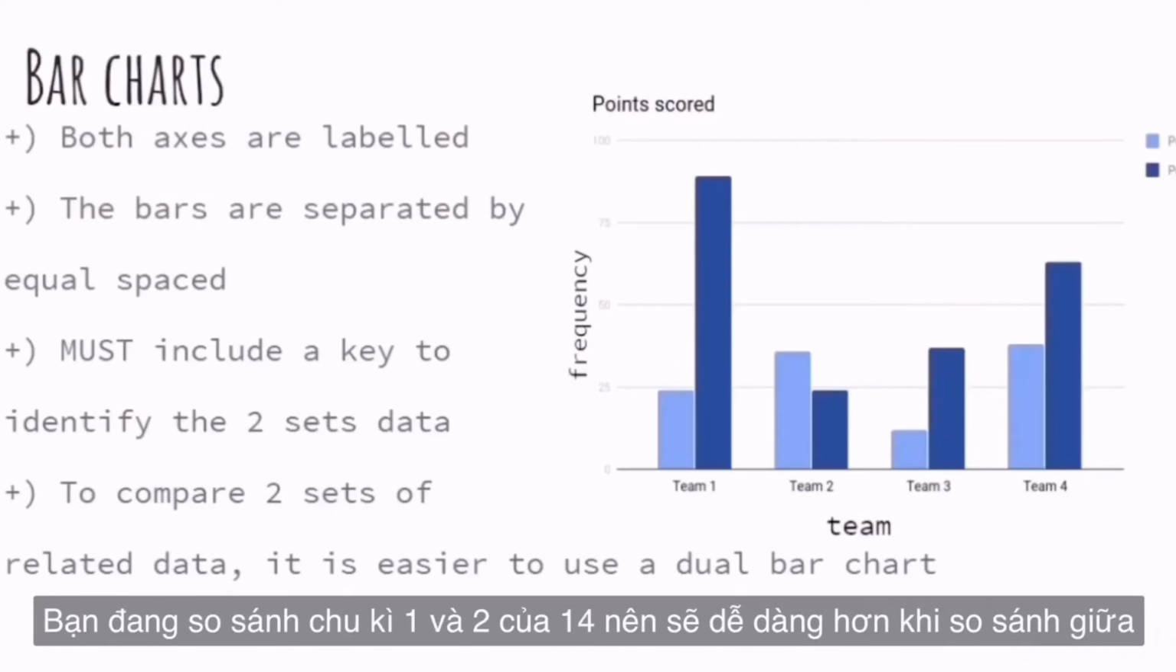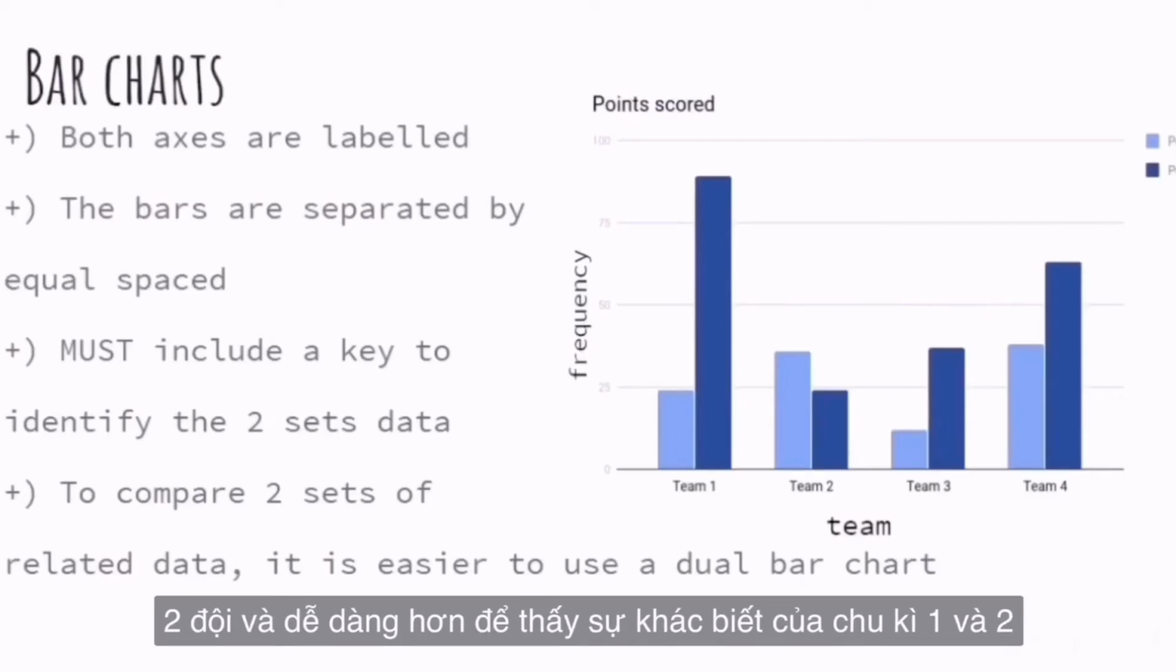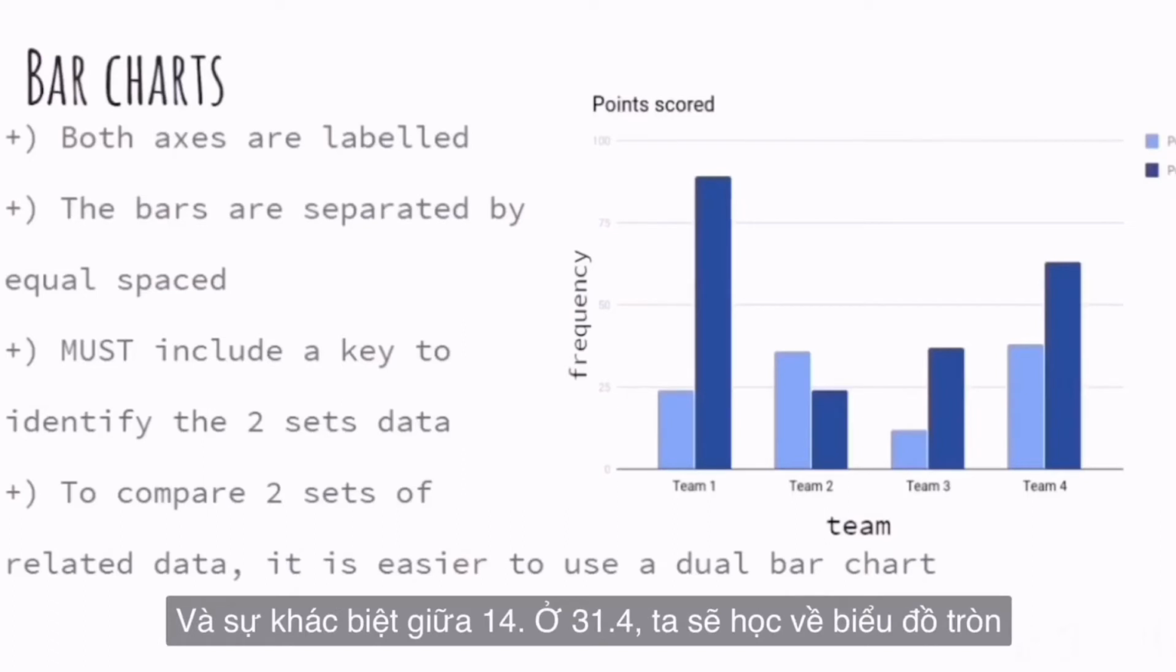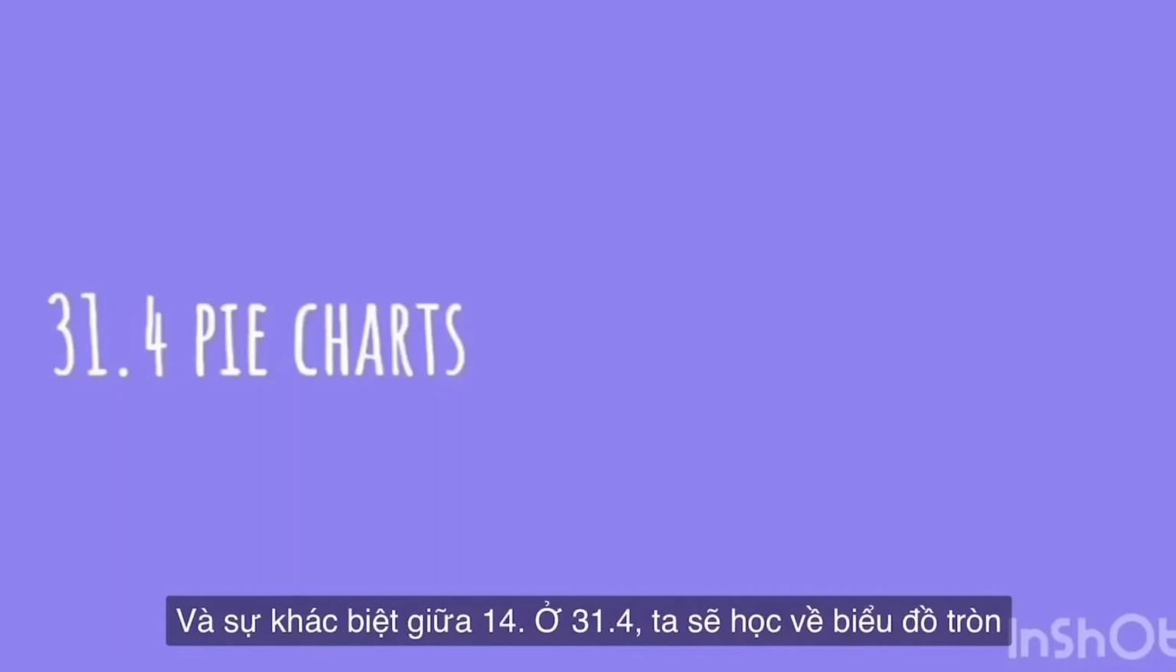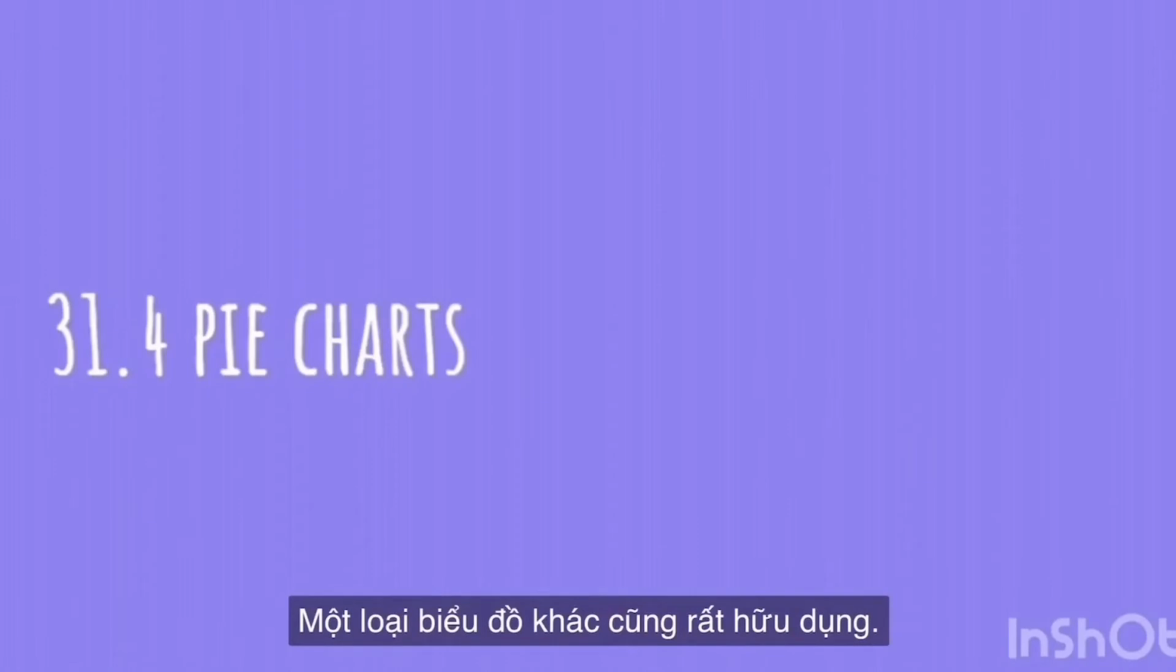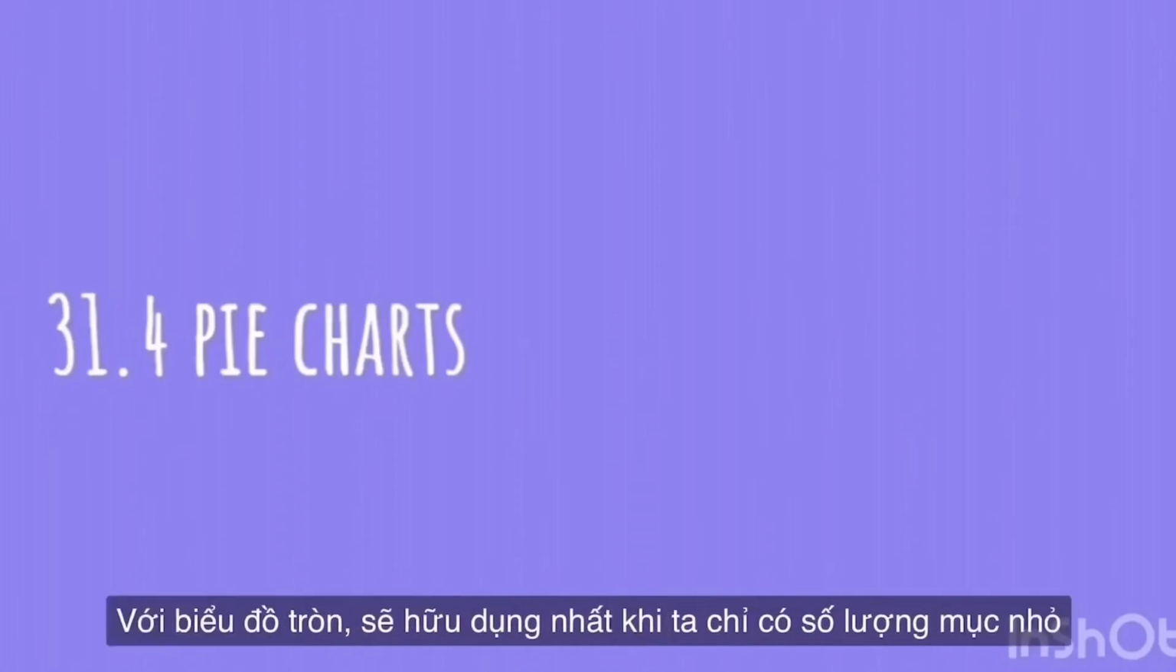You are comparing period 1 and period 2 of 14, so it's easier to compare the score between two teams, and it is easier to see the difference between period 1 and period 2 and the difference between 14. In 31.4, we are learning about pie charts, another type of chart that is very useful too.